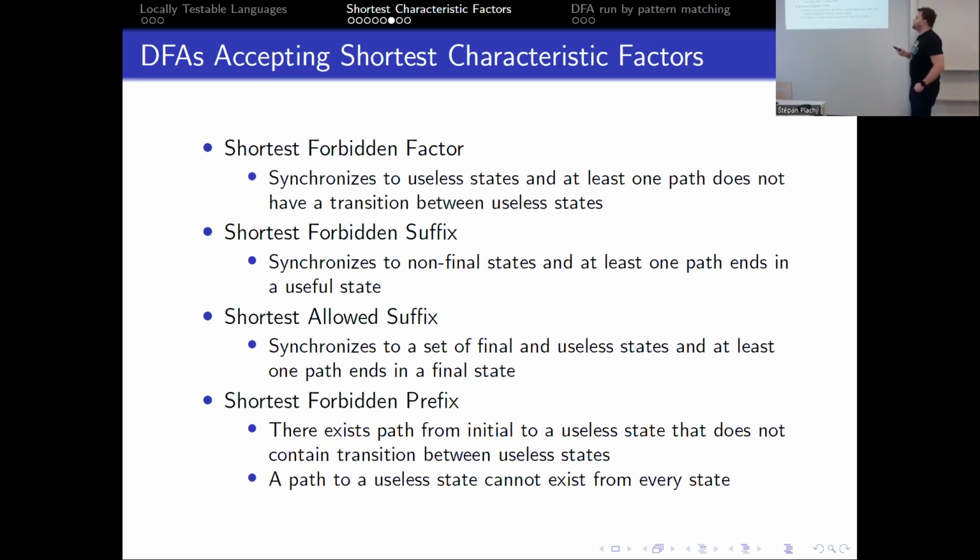And with the shortest forbidden prefixes, it is a kind of similar condition to the forbidden factors, but it's only regarding the path from the initial state. So from the initial state, we should reach a useless state. And in order for that to be shortest, it should terminate right when it finds the first useless state. And again, if such a path ends in a useless state from every state, not just from the initial, then it will be a shortest forbidden factor, so we would exclude those.